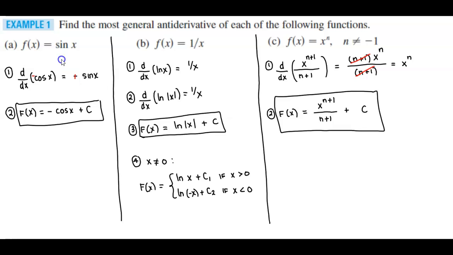Now keep in mind on the last one, this is valid for when n is greater than or equal to 0, since then f of x, which is equal to x to the n power, is defined on an interval. Now, if n is negative, but n does not equal -1, it is valid on any interval that doesn't contain 0.